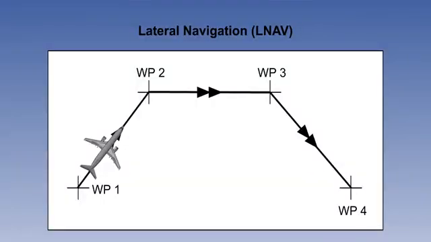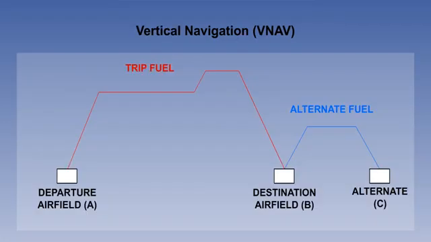The first is lateral navigation, or LNAV. This is in the horizontal plane, steering the aircraft left or right as required to follow a route through a series of waypoints to the destination. The second is vertical navigation, or VNAV. This is the vertical profile and takes account of the optimum flight level for the weight and distance, the fuel used and the diversion requirements.